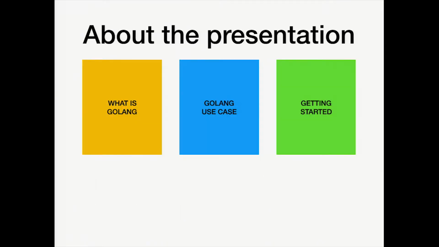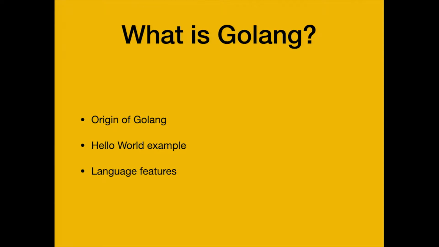So first of all, a bit about the structure. I'm going to tell you about what Golang is, what problems it solves, and I'm going to give you a use case of where it shines, so to say, and after that I'm going to give you some tips and tricks to get started when you get home after the conference. About Golang, I'm going to tell you a bit about the origins, show you a Hello World example to get some visual thing going on, and then show you some of the language features and what I think make Golang powerful.